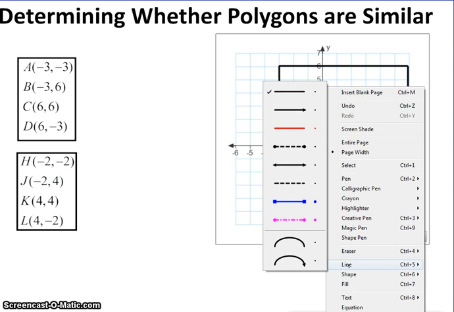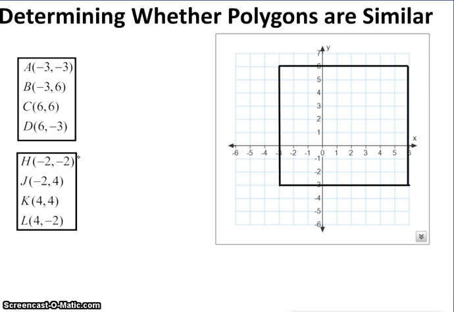I'm going to get a line and get a different color, and this time we're going to be using red for this one. So (-2, 4), (4, 4), and (4, -2).